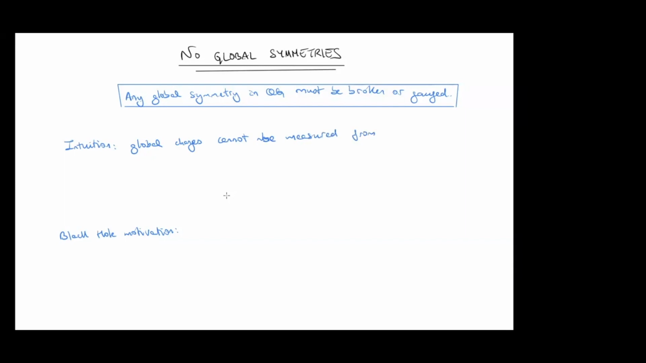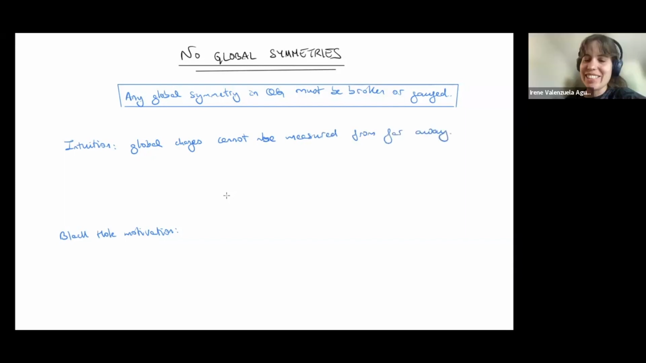Can you repeat why global symmetry is bad in quantum gravity? It's something I didn't say yet. Don't worry.